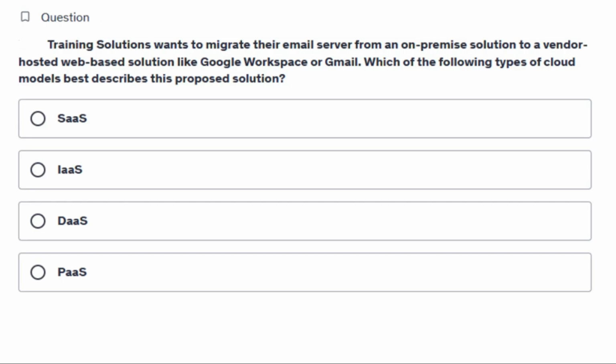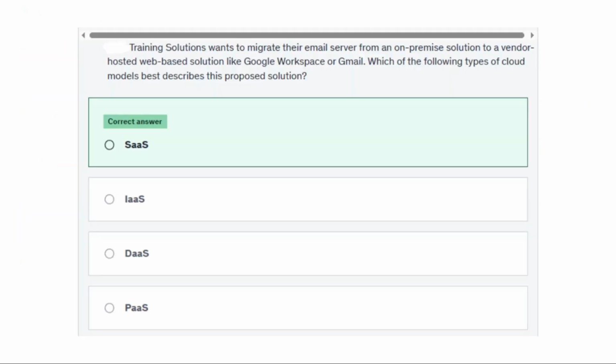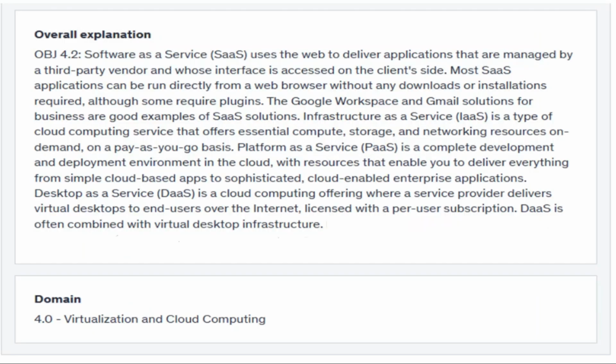So let's check the correct answer for this question. The correct answer for this question is the first option, SaaS. So let's check the explanation for this answer. The explanation is software as a service. SaaS uses the web to deliver applications that are managed by a third-party vendor and whose interface is accessed on the client side. Most SaaS applications can be run directly from a web browser without any downloads or installations required. Although some require plugins, the Google Workspace and Gmail solutions for business are good examples of SaaS solutions.